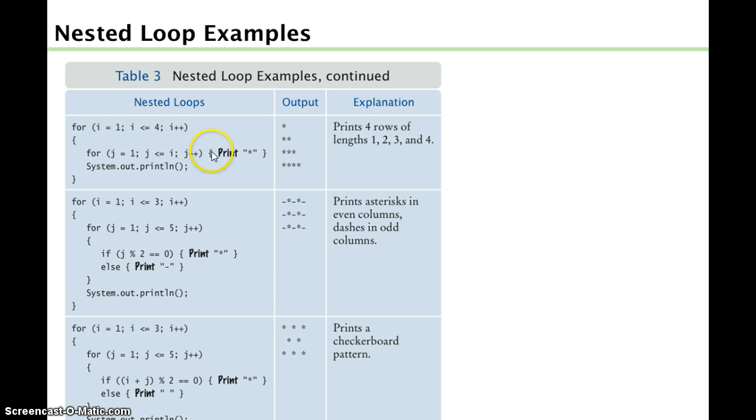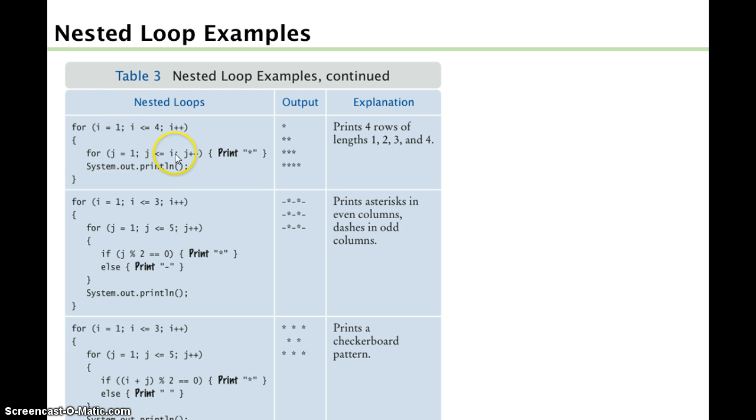And here's some more examples for I equal 1 to I less than or equal to 4. Okay, and an inner loop for J equal to 1, J less than or equal to I, J plus plus. So the number of times you'll loop is based on your I value. So first time through the loop, I is 1, so it's just going to print 1 asterisk. Okay, then a carriage return.